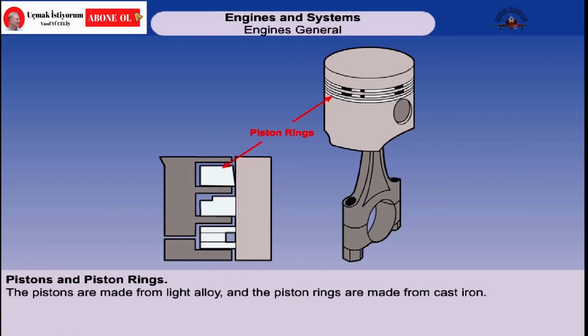Pistons, made from light alloy, are fitted within the cylinders. Around each piston are fitted 2, or in some cases 3, piston rings. The piston rings are made from cast iron, and they ensure that no gases leak from above the piston into the crankcase, where the oil is usually kept.